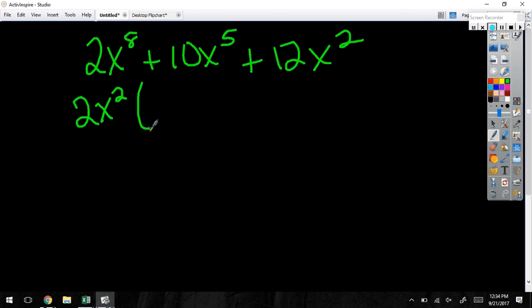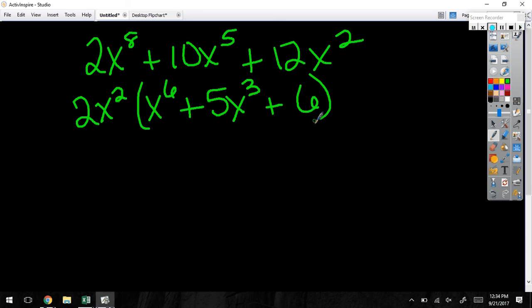So let's look at what's left. What's left in the first term? X to the 6th. What's left in the second term? 5, I mean 5x to the 3rd. And then what's left? Plus 6. What do you notice now about what's in parentheses? That you can do it. Why can you do it? Can you do it? Can you not do it?